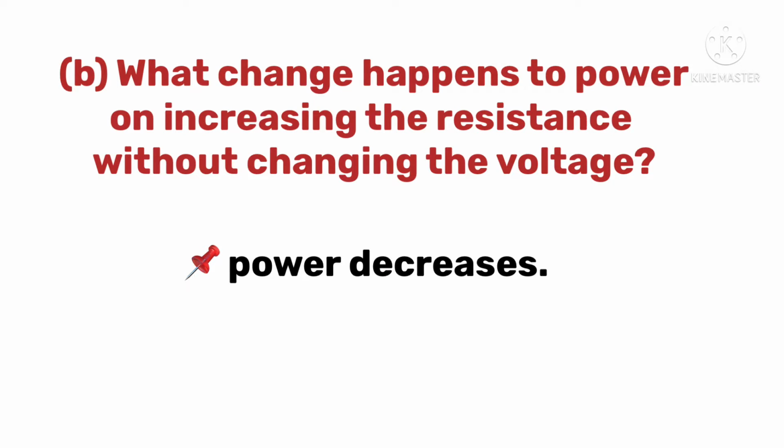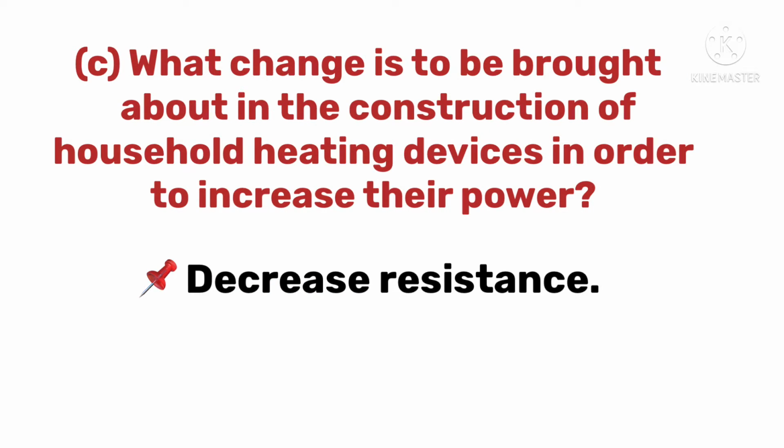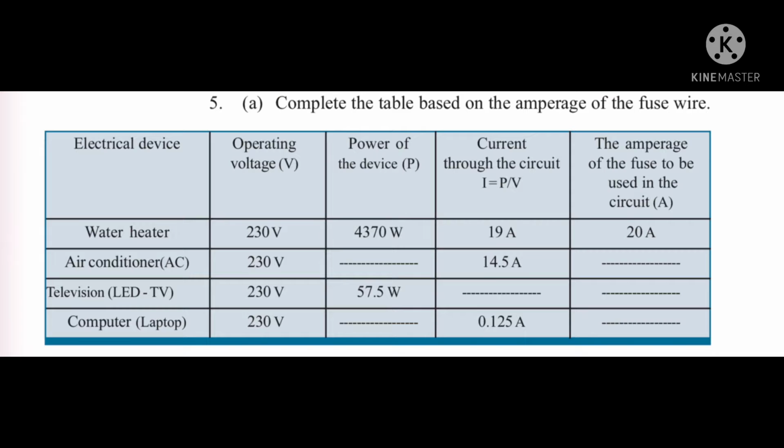B. What change happens to power on increasing the resistance without changing the voltage? The answer is, power decreases. C. What change is to be brought about in the construction of household heating devices in order to increase their power? We have to decrease the resistance. Fifth question A. Complete the table based on the amperage of the fuse wire.